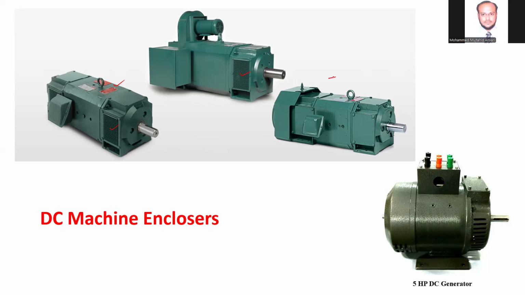It is totally enclosed. Here there is no such opening, but fans are provided for cooling purposes. Depending upon the application, we choose the enclosure of the DC machine or any type of machine. For example, if the machine is going to be used outdoors, it should be weatherproof and waterproof, so waterproof enclosures are there. If it is used in dirt and dust, it should be free from dirt and dust.